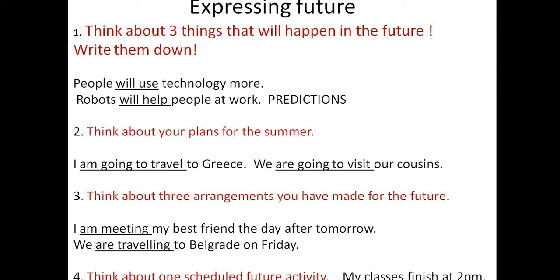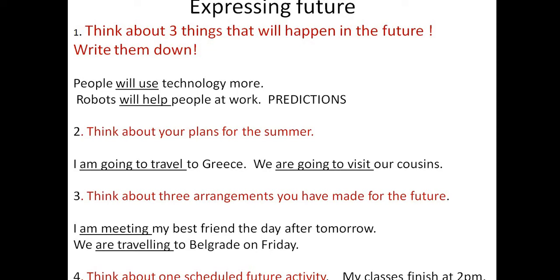When you talk about plans and decisions about some future actions, you use going to plus verb. For example, I'm going to travel to Greece, or we are going to visit our cousins. So pause the video and write down three sentences about your plans for the future. Dakle, zaustavite video i ovdje napišite dva ili tri primjera u kojima ćete izraziti vaše planove za buduće radnje. Koristit ćete naravno going to plus neki glagol za izražavanje namjera ili planova.